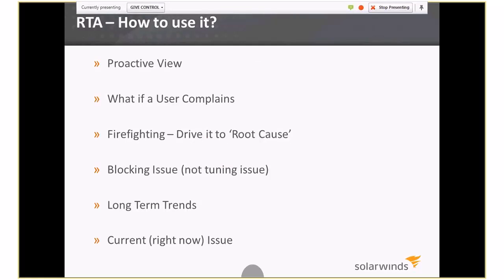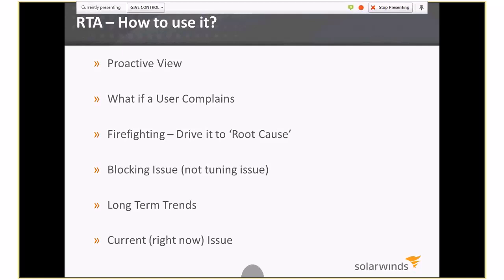Okay, again, response time analysis, and I know I harp on this, but how to use it? Well, as a DBA, you're going to want a proactive view, right? You're going to want to have it when or if a user complains, and you're going to use it when you're firefighting. If everybody's screaming at you and you've got to find root cause, you need a tool to get you there quick.